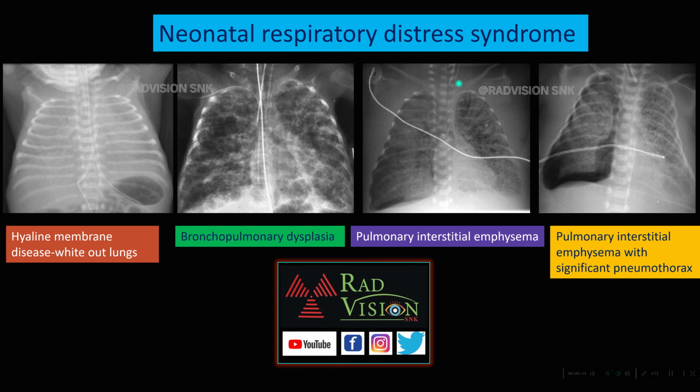And after treatment with positive pressure ventilation, there will be abnormal gas collection along the pulmonary lymphatics and the pulmonary interstitium, which is seen as thin linear lucent areas radiating from the hilum. And you can even see there is minimal pneumothorax. So this is pulmonary interstitial emphysema seen in barotrauma or positive pressure ventilation. And sometimes this pulmonary interstitial emphysema is significant and can present with massive pneumothorax. So these four form the spectrum of neonatal respiratory distress syndrome. And the other differential diagnosis for hyaline membrane disease and bronchopulmonary dysplasia is transient tachypnea of the newborn.